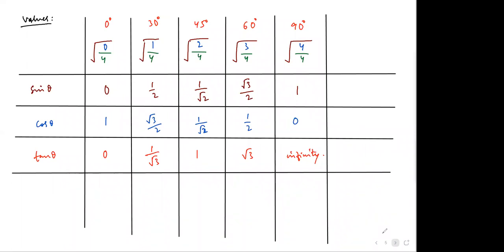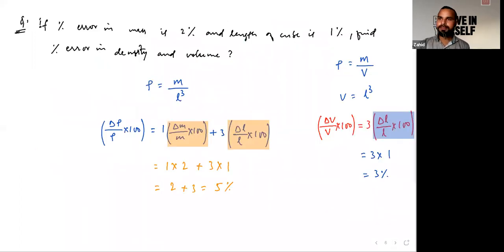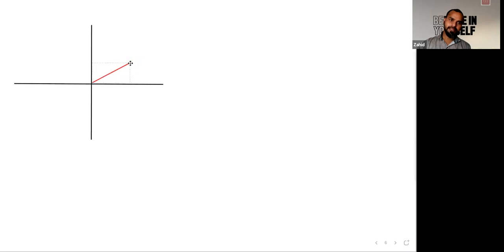Okay. Now, the next thing is how to define values for more than 90 degrees. So I'm giving you some hint. Let's say this is a quadrant. If you draw a triangle in the first quadrant, it will have these measurements.